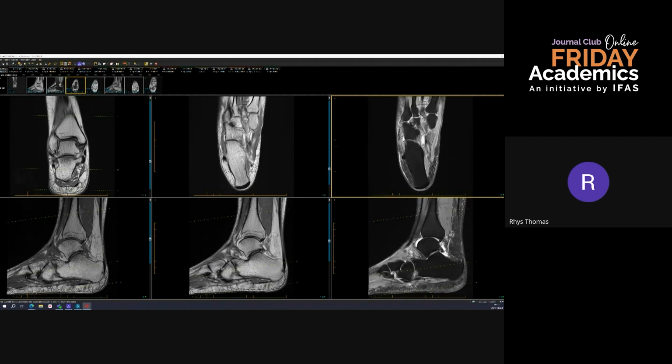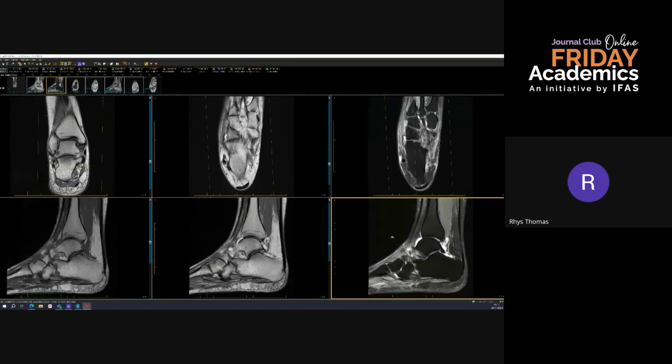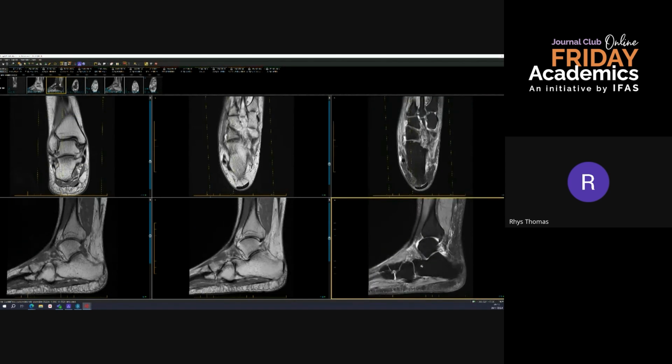And then just like our initial case, there's some hyperintensity and thickening of the Chopard ligament, a calcaneal cuboid joint effusion with bone marrow edema at the dorsal calcaneal cuboid joint. So again, this is another case of a Chopard injury with injury to the bifurcate as well.